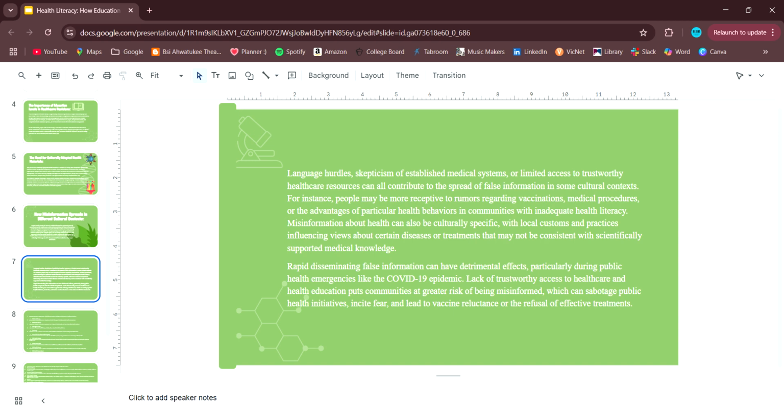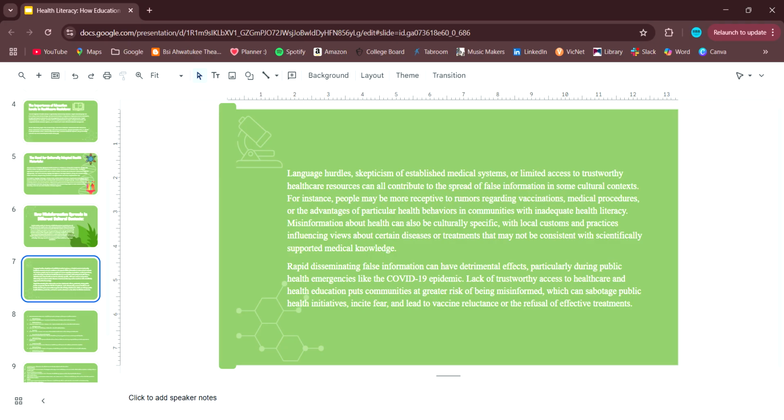Language hurdles, skepticism of established medical systems, or even limited access to trustworthy healthcare resources can all lead to the spread of misinformation in different cultural contexts. For instance, people may be more receptive to rumors regarding vaccinations, medical procedures, or the advantages of particular health behaviors in communities with less health literacy. Misinformation about health can also be culturally specific, with local customs and practices influencing views about certain diseases or treatments that may not even be consistent with scientifically supported medical knowledge.